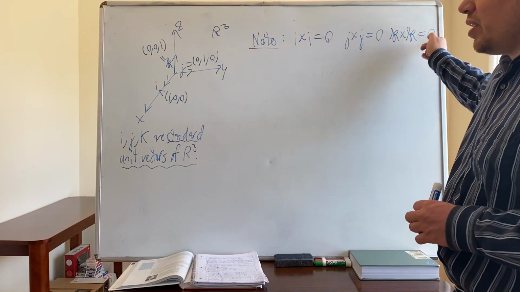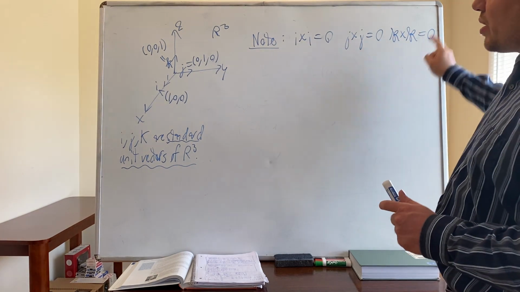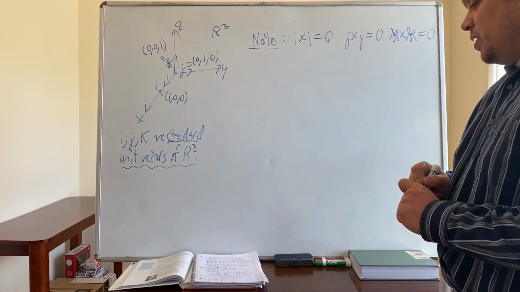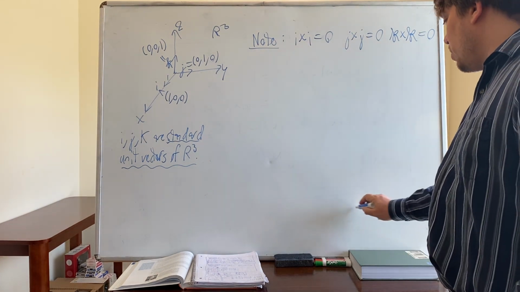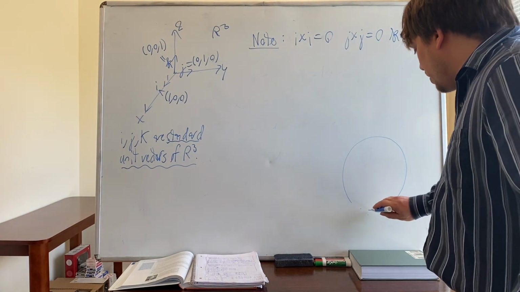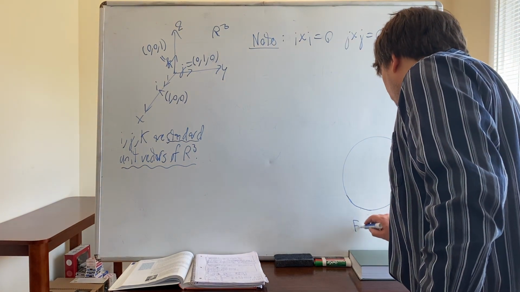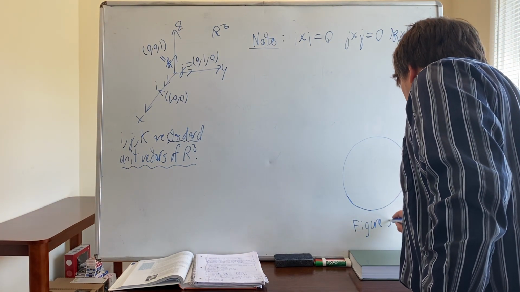Okay, and so that was from the last equation in the last theorem. If you take the cross product of the vector with itself, it's 0, right? Now there's a figure in the book, and so this is figure, let me just draw a circle here. This is figure 3.5.2 in the book.